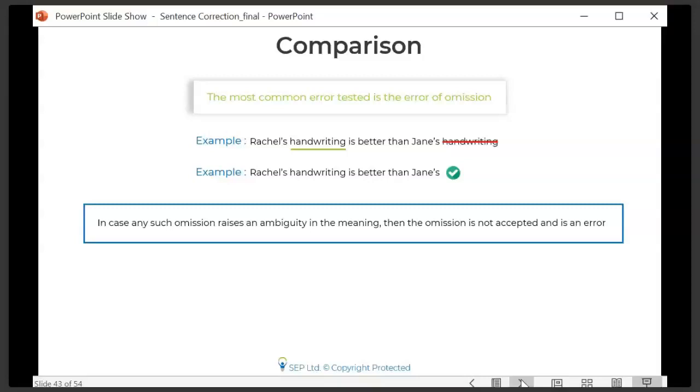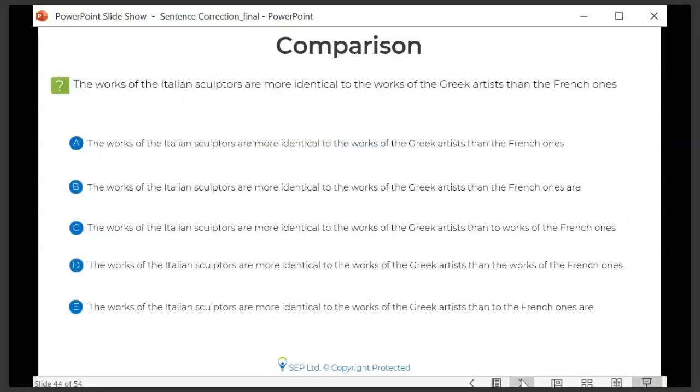So here is the question for you. This entire sentence is to be taken as underlined, guys. It's not underlined here, but the entire sentence is to be taken as underlined here. So give it a shot. I'll bring up the poll in a moment. All the best, guys.